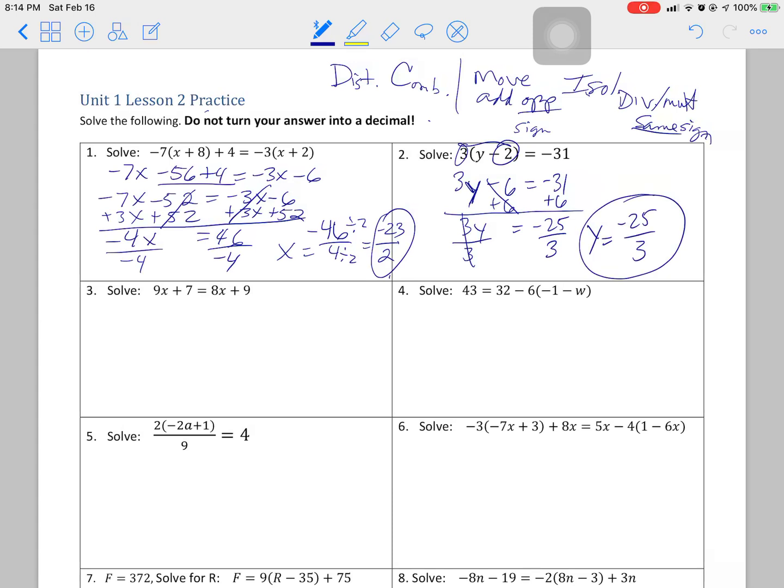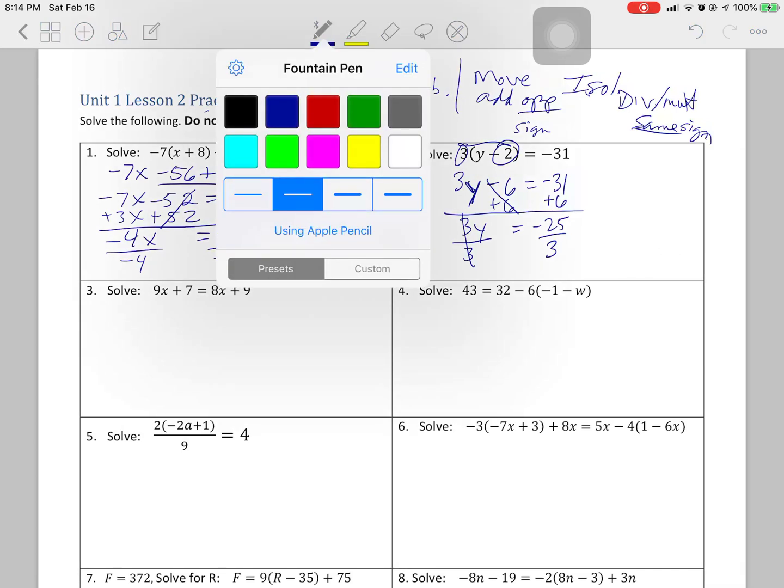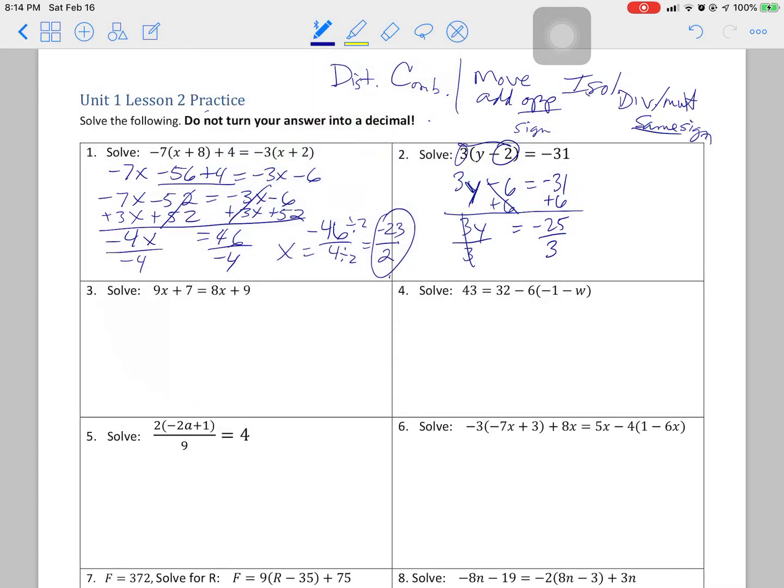I did ones. You can check this. I actually did check this one, even though that's kind of an ugly fraction. Let me see if I got room to do that. Put this back over here. Y equals negative 25 over 3.